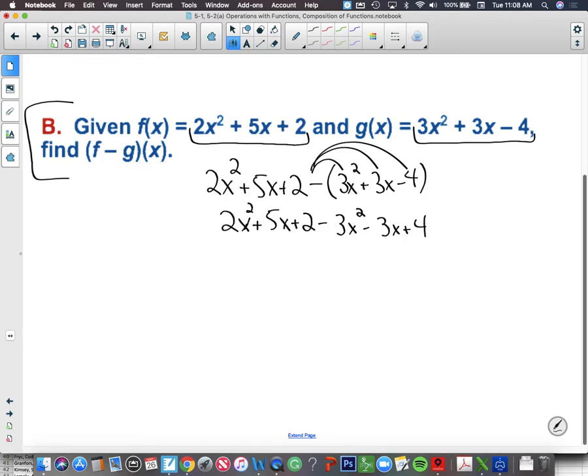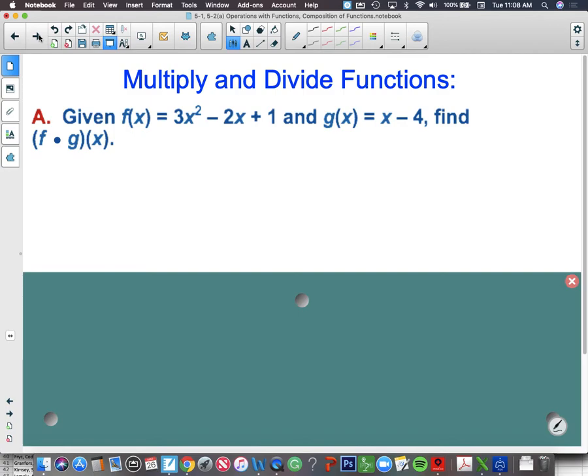Combine like terms now. So 2x squared minus 3x squared, the negative x squared, that's that one and that one. And then 5x minus 3x is a positive 2x. So used up those. And then we have 2 plus 4 is a 6. So plus 6 on the back end. So hopefully we all got that answer. Shouldn't be too bad. So we're just subtracting two functions. Okay, so we covered addition and subtraction. Next we're going to cover some multiplication.